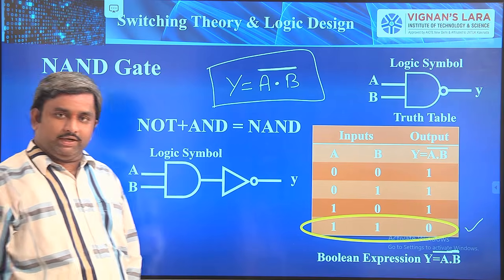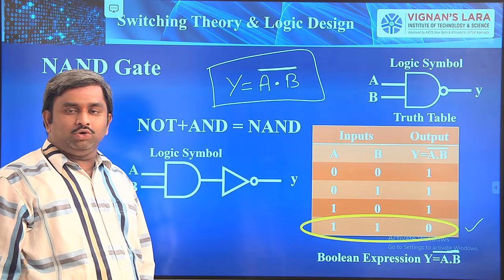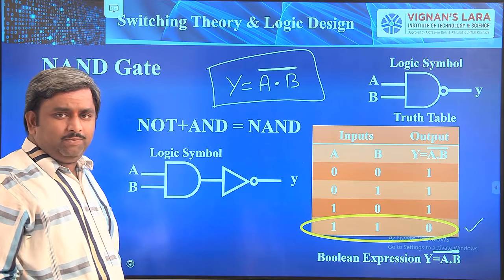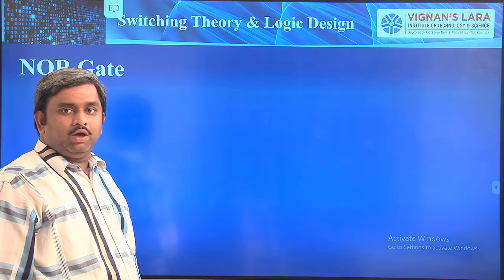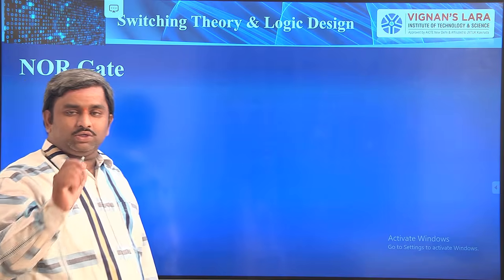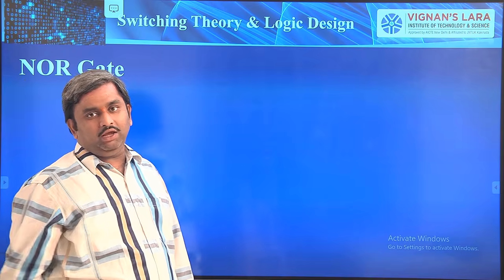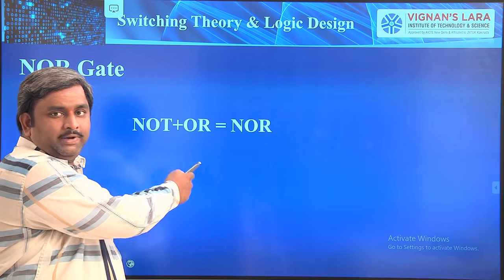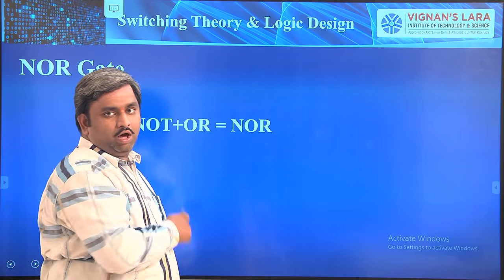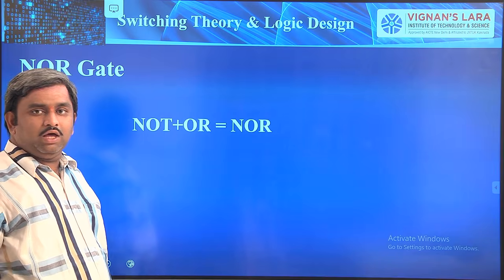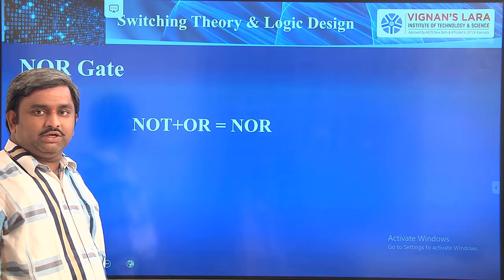Now it is visible, right? Y is equal to A dot B whole bar. Remember this. In the same way, coming to the NOR gate: the second and third letters represent the OR gate, and the first N represents the NOT gate. So NOT plus OR is equal to NOR. This is the NOR gate basic representation.